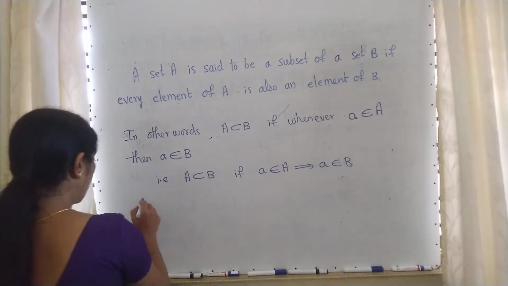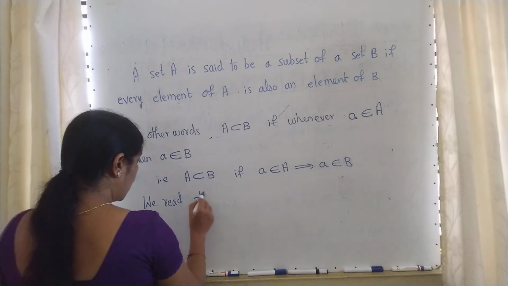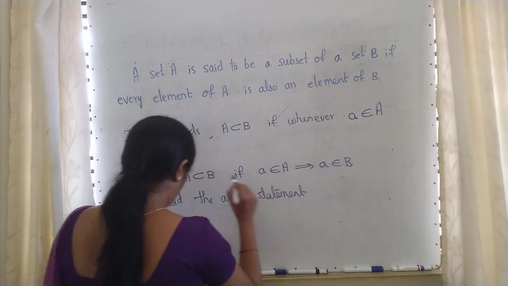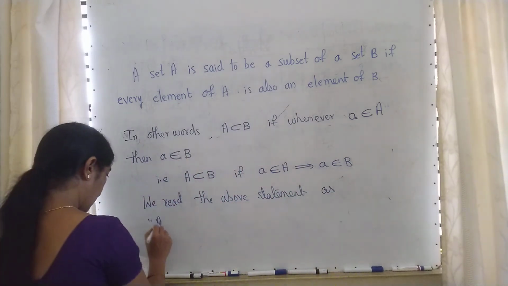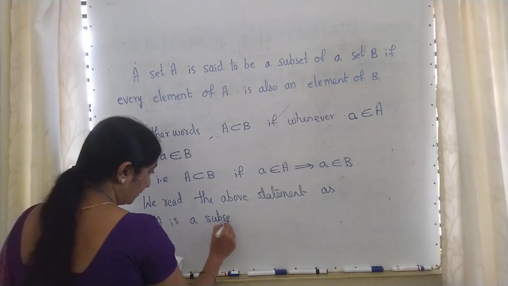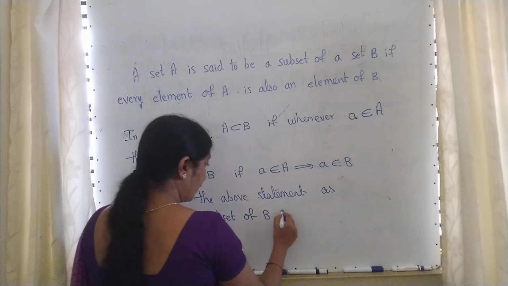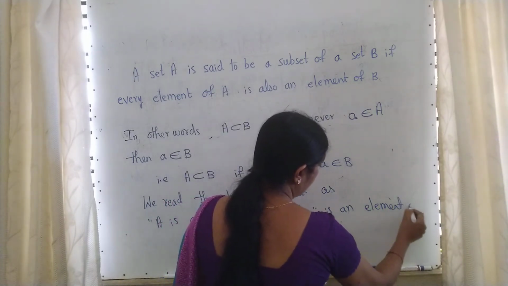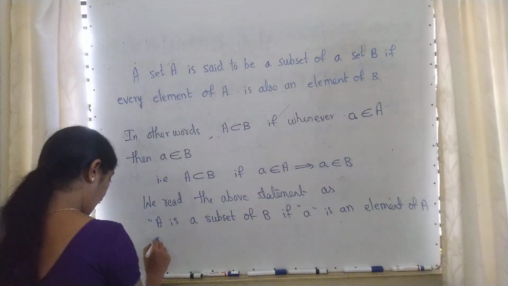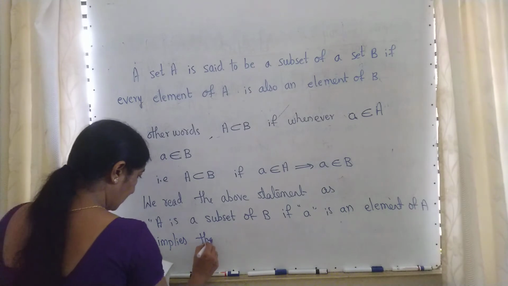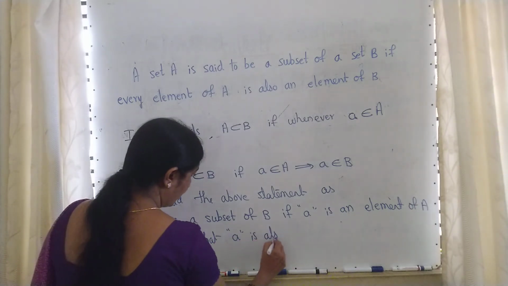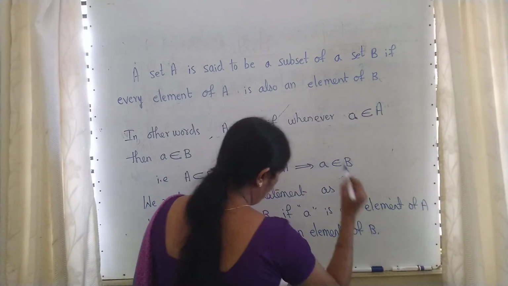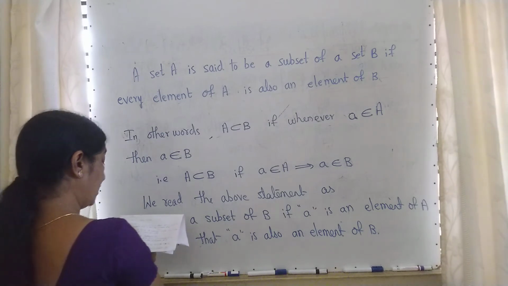And we read the above statement as: A is a subset of B if a is an element of A implies that a is also an element of B.